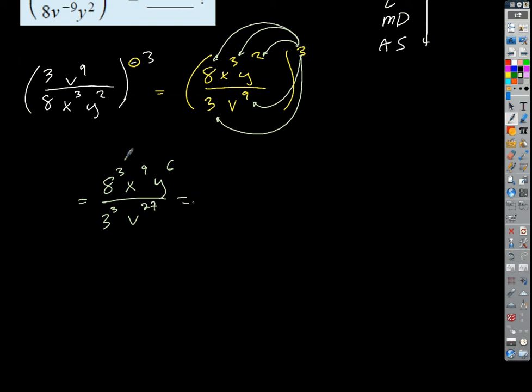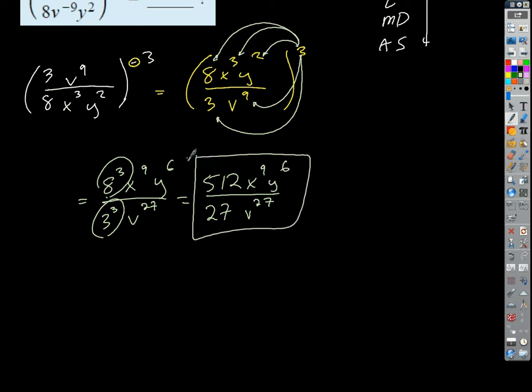So if we just simplify those parts, and really the variables are easier to deal with than the numbers, aren't they? Right, so we end up with, on the bottom, a 27 v to the 27, and on the top, 8 cubed is 512, so we get x to the 9th, y to the 6th. So there's our answer. Okay, does that make sense?